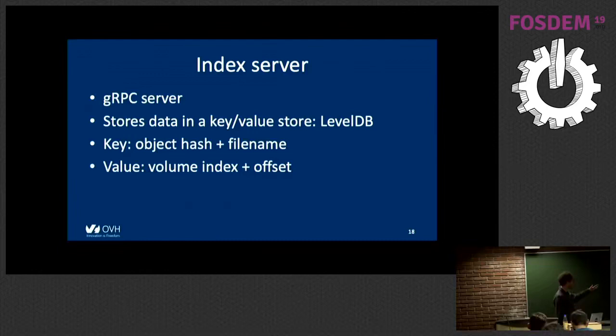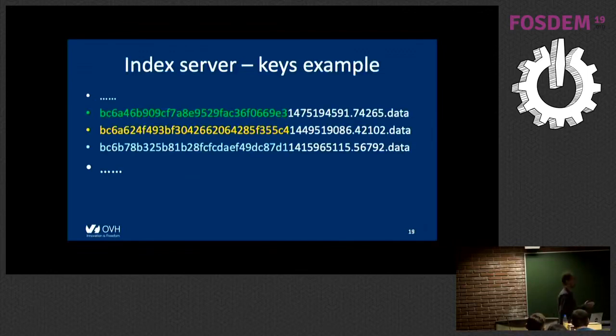So the key in that system will be a concatenation of two strings, the object hash and the file name, and the value is the object location. So again, the volume index, because the volumes are named with the index in them, and the offset within the volume. So let's take an example. Here I have 3 entries in my data store. They are all for different objects. On the left side in color you can see the hash, and after that you can see the file name. So that's enough to retrieve our object.